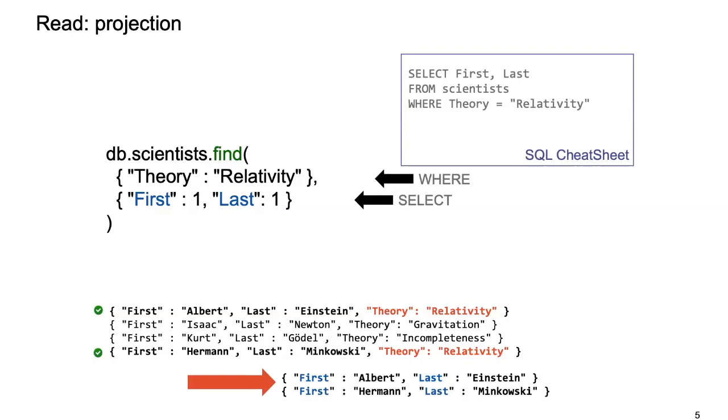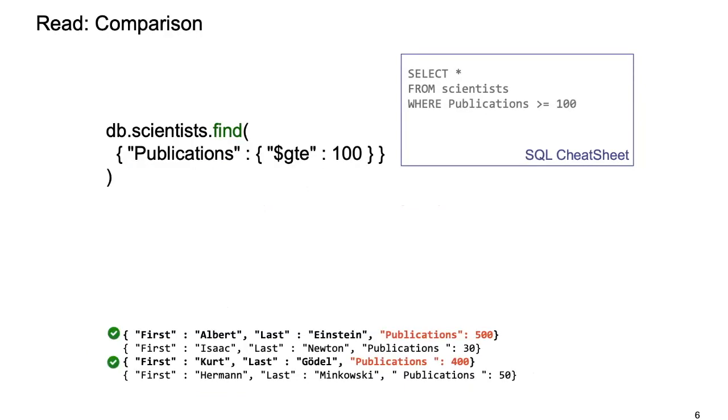So this is what we saw last time, and I put a SQL cheat sheet that is basically the equivalent thing in SQL whenever that makes sense. And again, the selection is done with a where clause and the projection with the select clause. Okay, then I told you about the dollars that are special keywords in MongoDB. In that case, you ask for publications greater than or equal to 100, and you get the first and third documents in there.